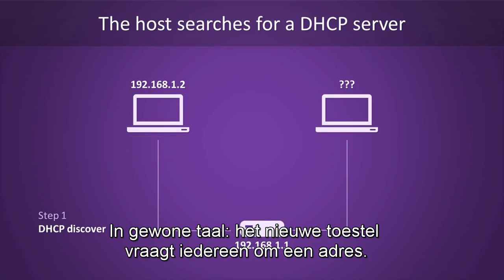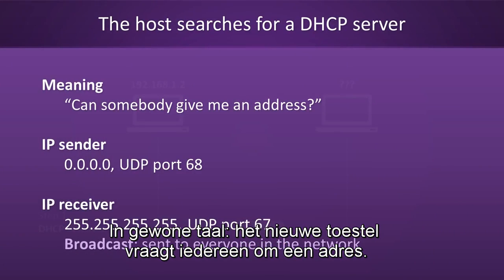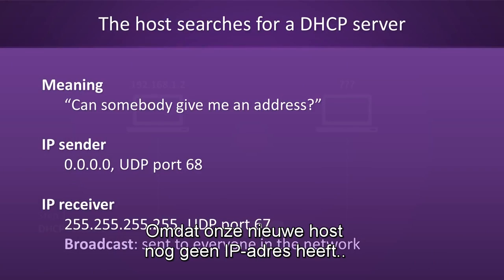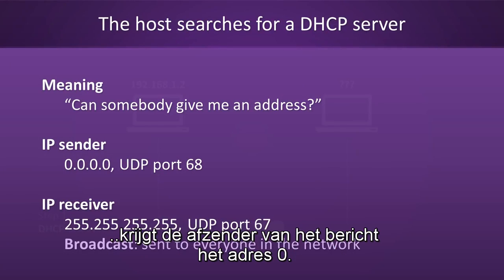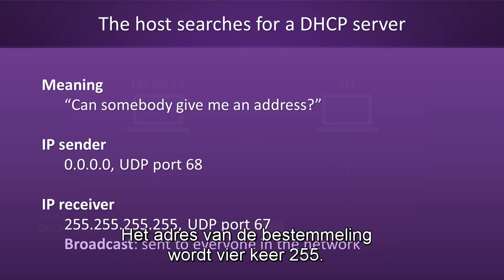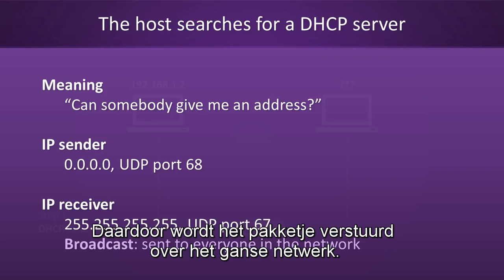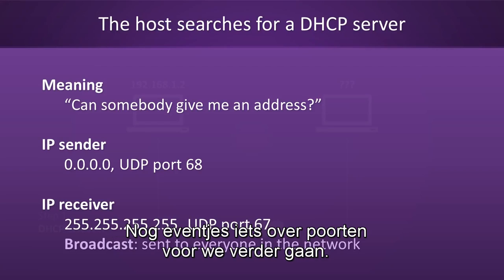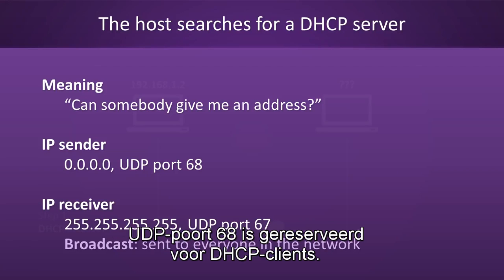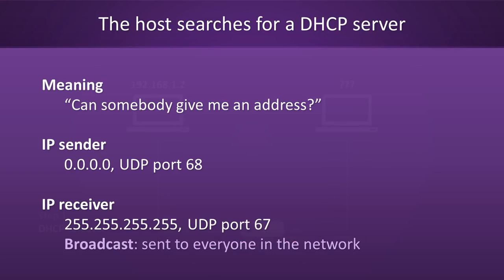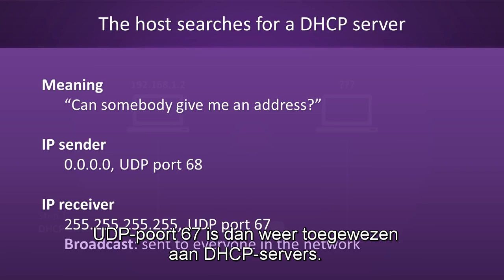To put it in human language, the new machine asked everyone for an address. Since our new host does not yet have an IP address, the sender field of this packet will be set to 0. The receiver field will be set to 4 times 255, which will cause the packet to be broadcast over the current network. One last thing about ports before we move on. UDP port 68 is reserved for DHCP clients. UDP port 67, on the other hand, is reserved for DHCP servers.